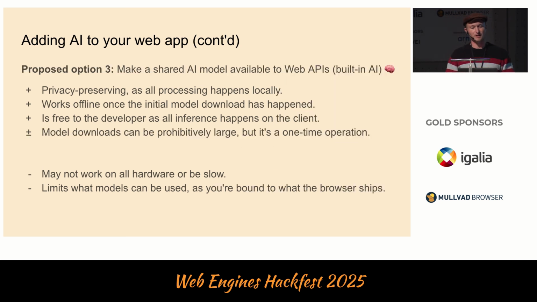And with this, I want to move over to the proposed option 3, which is to make a shared AI model available to web APIs, which we in the Chrome team call built-in AI. It has, more or less, the same pros and cons. So it is privacy preserving, because all the processing happens locally. It works offline once this shared AI model is downloaded and cached by the browser. It is free to the developer because all the inference happens on the client.